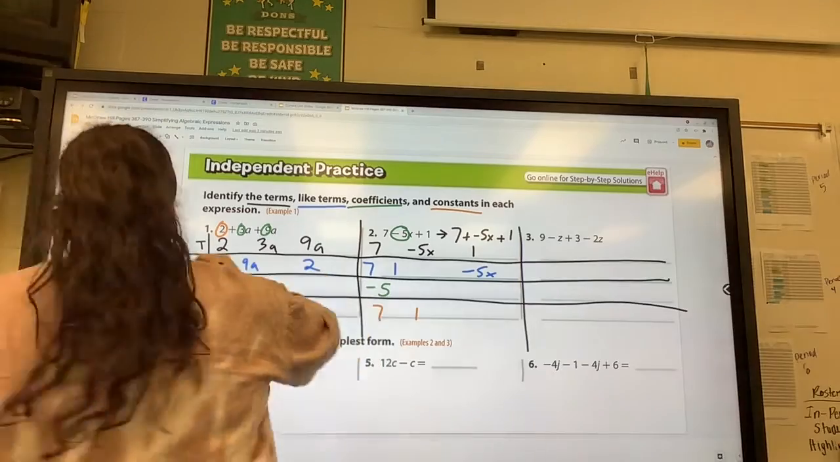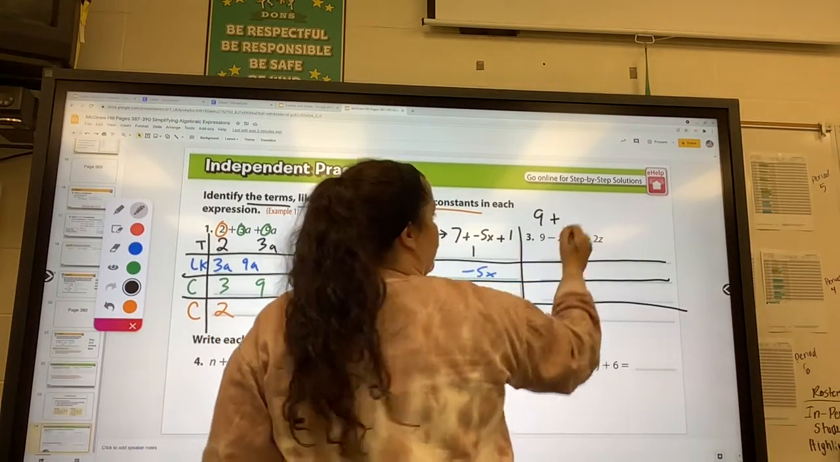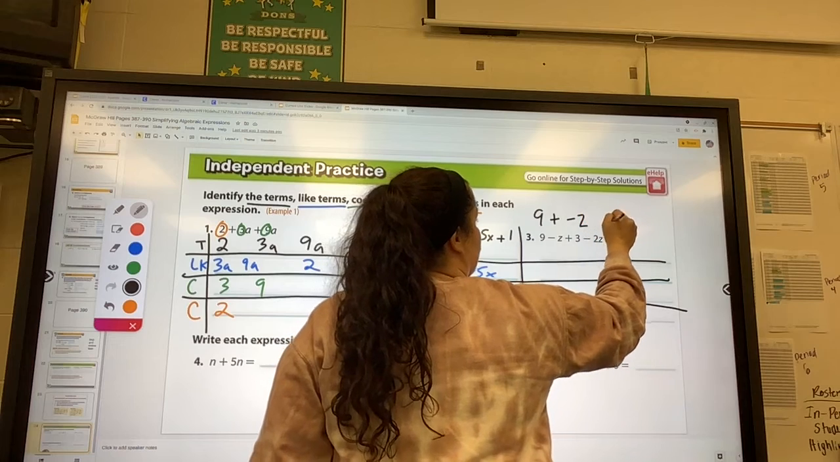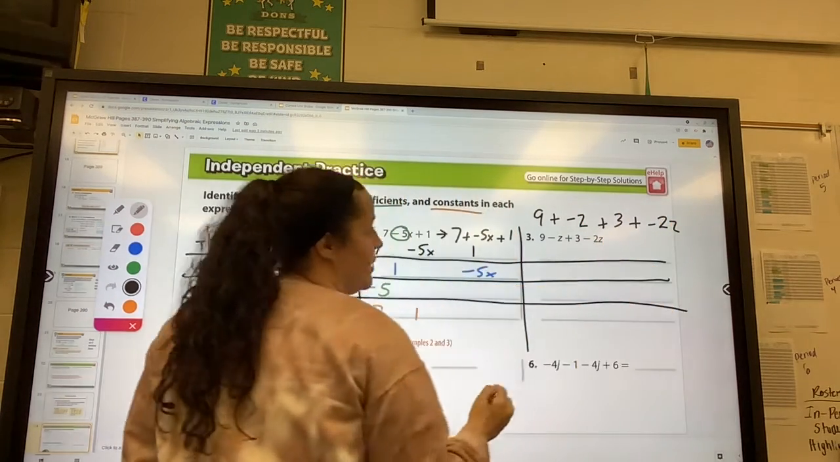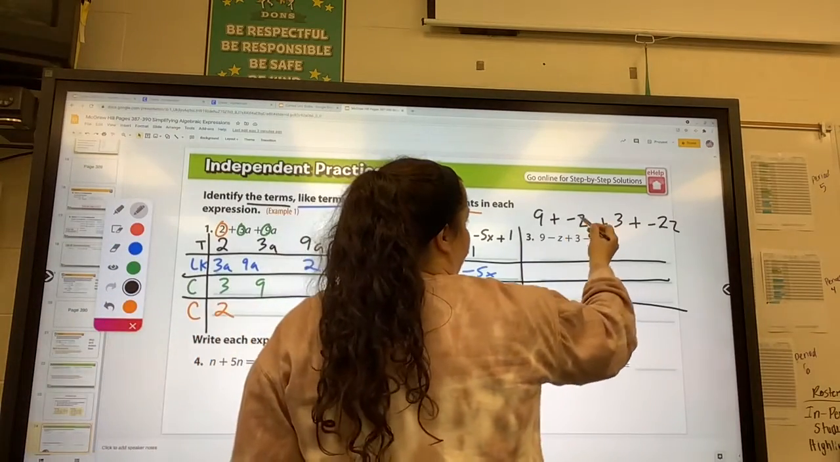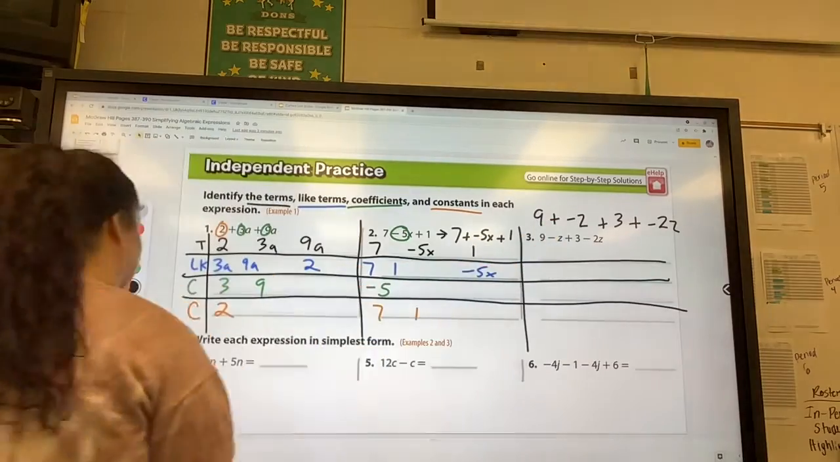You could try the same thing for the last one, making sure to write it out 9 plus negative z plus 3 plus negative 2z, okay? Again, it's really helpful if you change it like this. You don't have to, but just make sure you don't forget negatives otherwise.